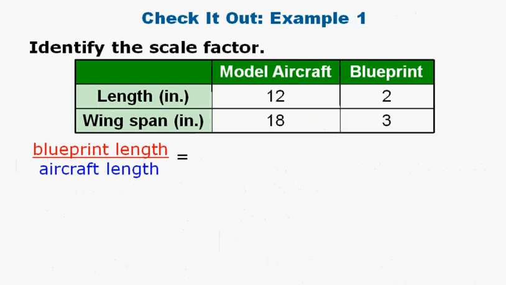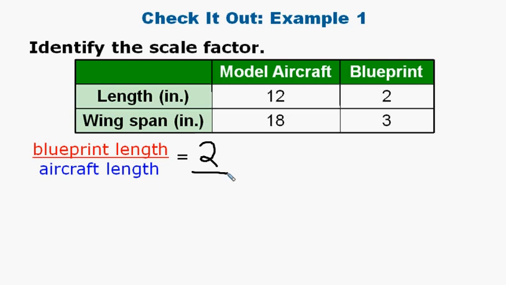So let's look at another one. Same concept, we have a model aircraft and we have the blueprint. Now, I know we just said the model over the original, but what is the original in this case? The original is the model aircraft. So we're going to take the blueprint length, which is the new. In this case, that is 2.